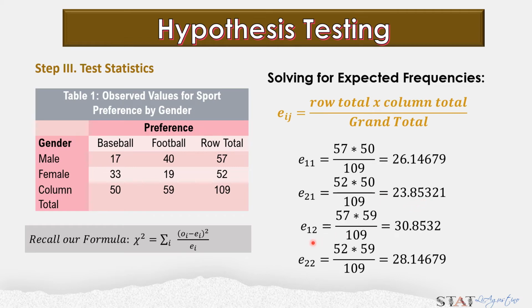And then for E12, the expected frequency in the first row and second column, we compute with the marginal frequency 57, because it is the first row, multiplied by 50 in the second column, divided by 109, the grand total. And then E22, the expected frequency in the second row and second column: 52 multiplied by 59 divided by 109, that is 28.14.